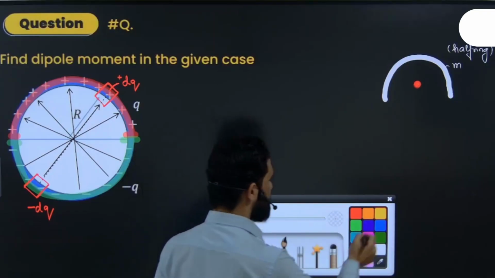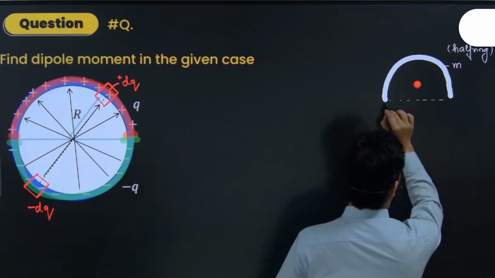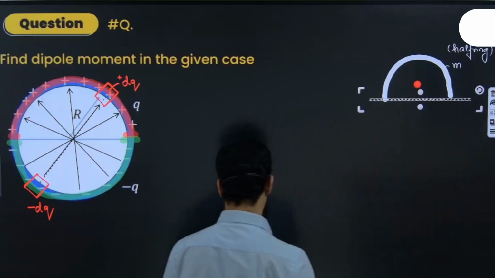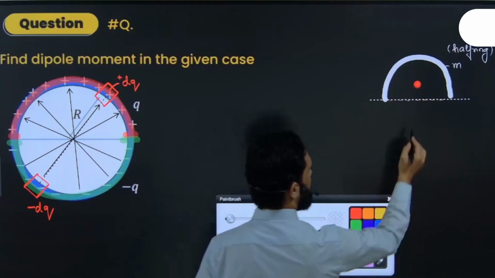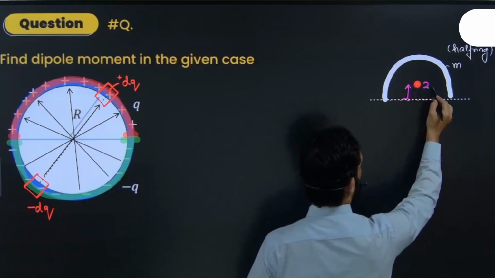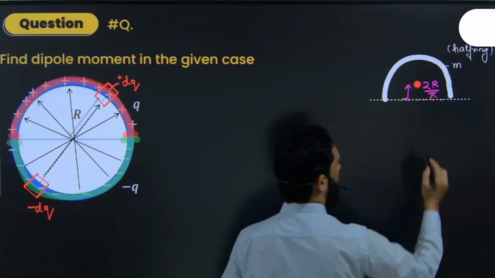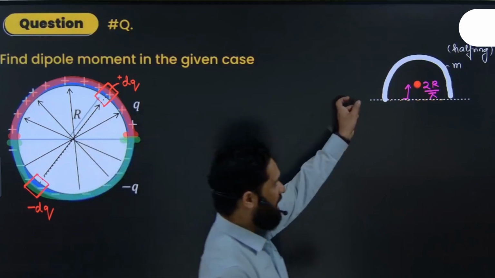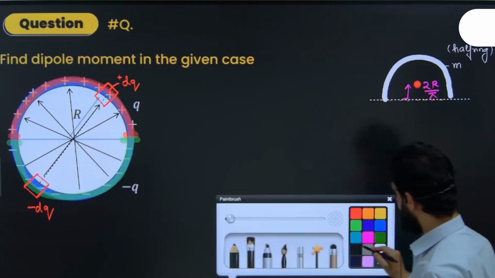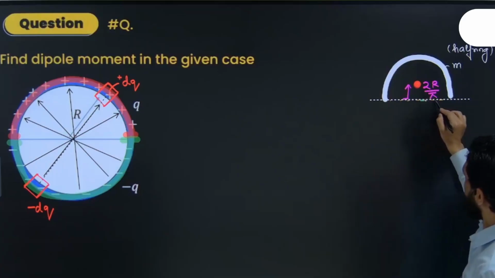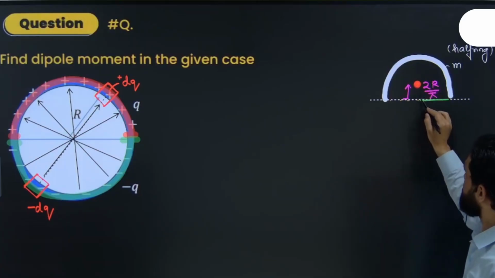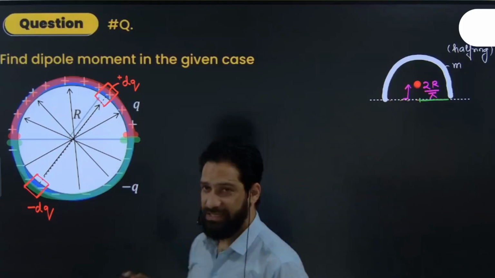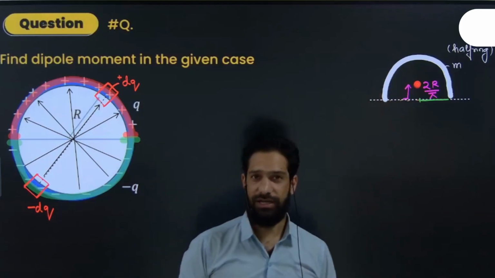And for this body, the center of mass lies from this axis, which is actually the diametrical axis. From this diametrical axis, the center of mass lies at the height which is 2r upon pi. R used to be the radius of this half ring. Okay, so if this is a half ring, center of mass used to lie at 2r by pi distance from its center in the upward direction. Upward means here perpendicular to this diametrical direction, right?